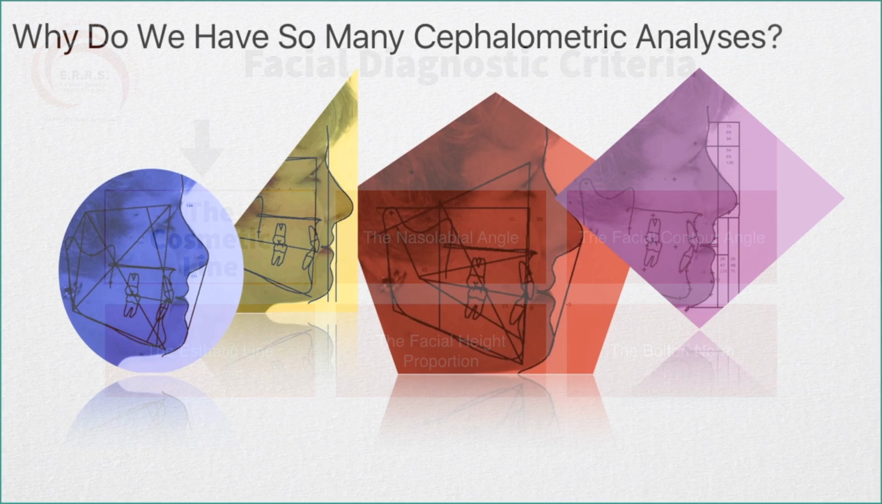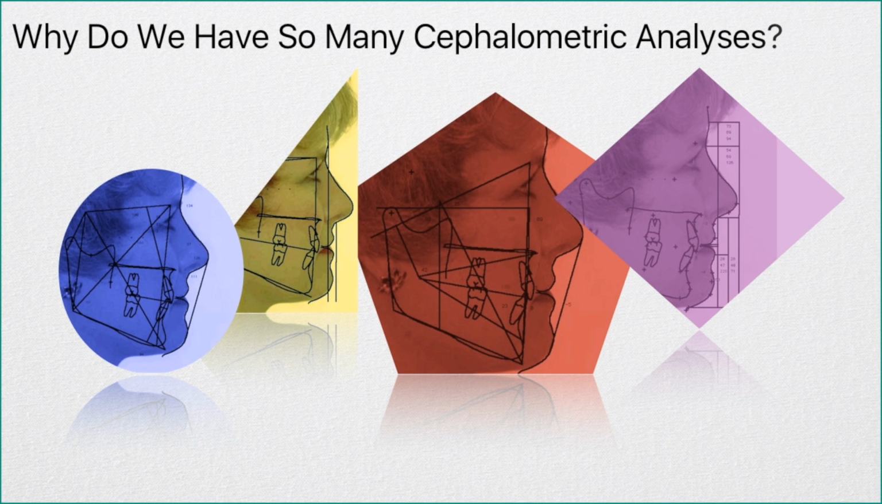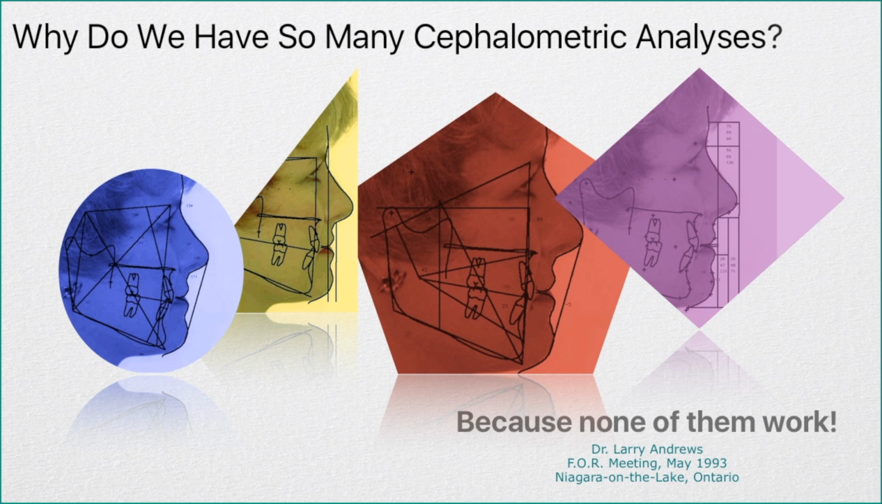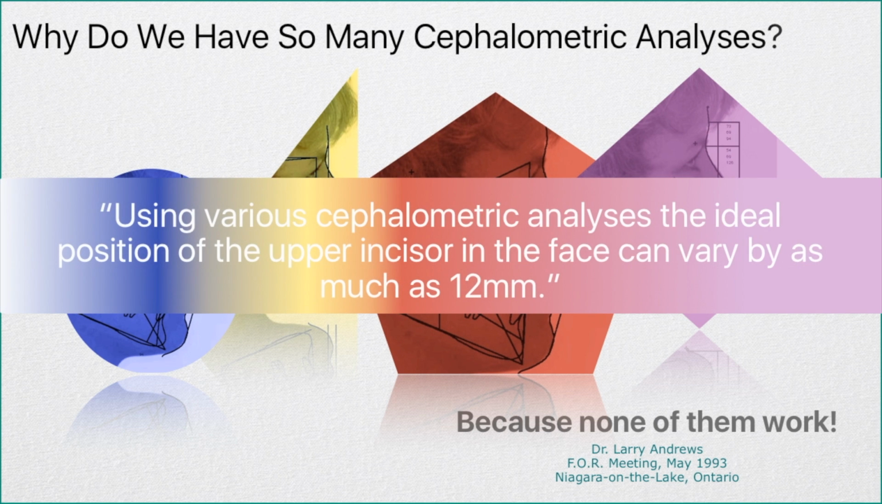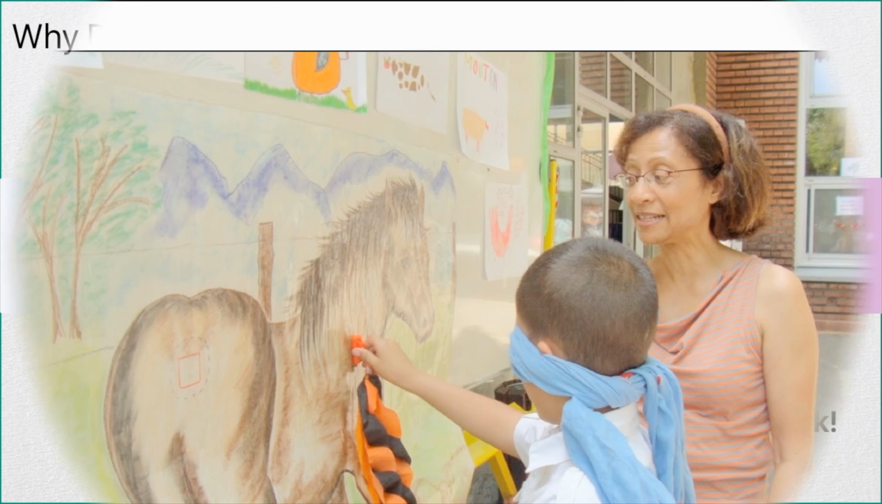The backbone of orthodontic diagnosis traditionally has been cephalometric analyses. And this question was asked by Dr. Larry Andrews in a seminar many years ago that I attended. He answered that question himself and stated, because none of them work. He further stated, using various cephalometric analyses, the ideal position of the upper incisor in the face can vary by as much as 12 millimeters.